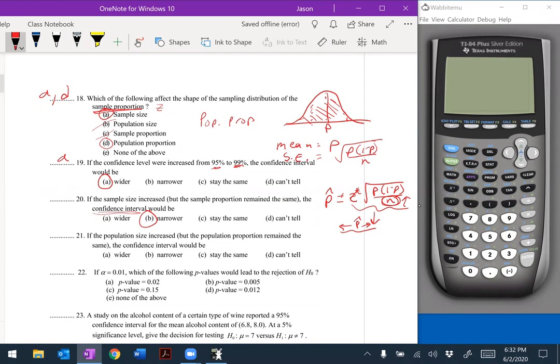This was A, that was B. If the population size increased, the confidence interval would do what? Well, it would not change at all, because none of this involves population size. Those are p hats. It's just the sample size, not population size. We care less about the population size, so it would stay the same.